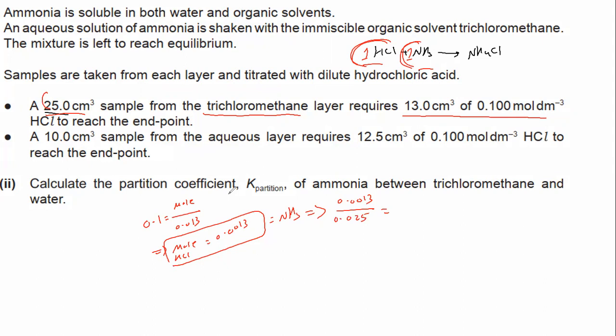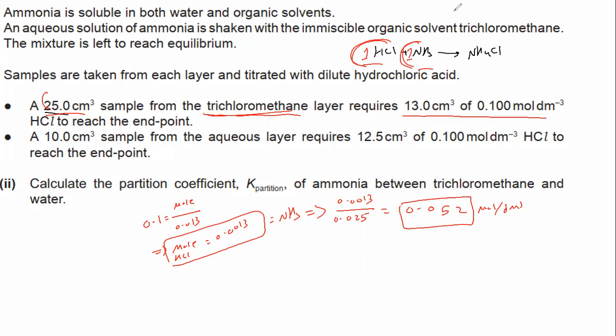So let's take a look, just 1 second. Let's have a look at the answer. This one will give us 0.013 over this, which will give us 0.052. This is, guys, the concentration in mole per decimeter cubic of ammonia in the trichloromethane layer.